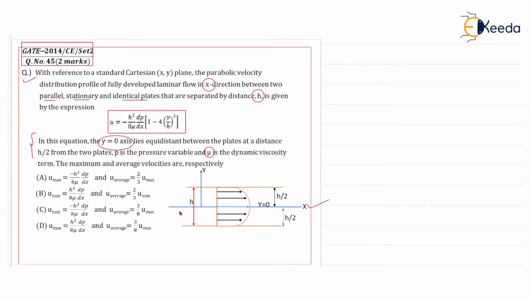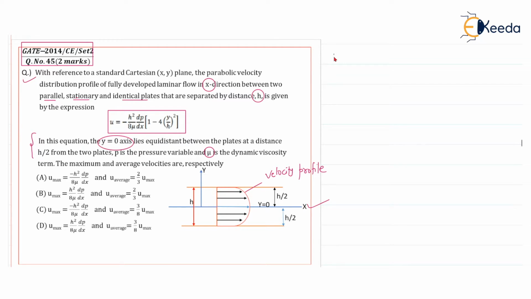So look at this figure here. H is the distance between the two plates and this is the velocity profile. This is the parabolic velocity profile. And y equal to 0 axis lies equidistant from the two plates at a distance of h by 2, correct? And so the question is to find the maximum and average velocity. First of all, I'll write down the given data.